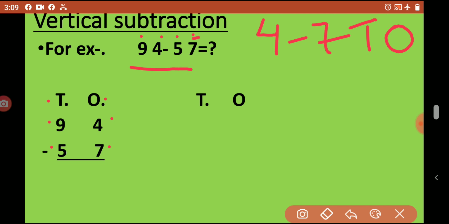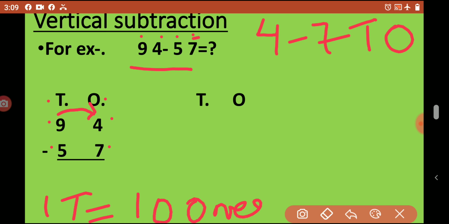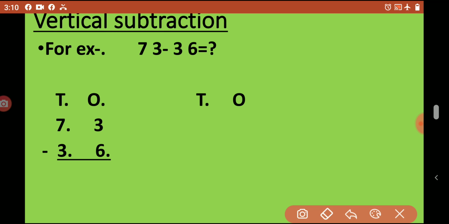Now, 4 is smaller than 7. So, we cannot subtract 7 from 4. Now 4 takes borrow from 9 tens. Now 9 gives their 1 tens to 4. And 1 tens you already know equal to 10 ones. Now in ones place 4 plus 10 equal to 14. Now in place of 4 we have to write 14. And 7 remains same.